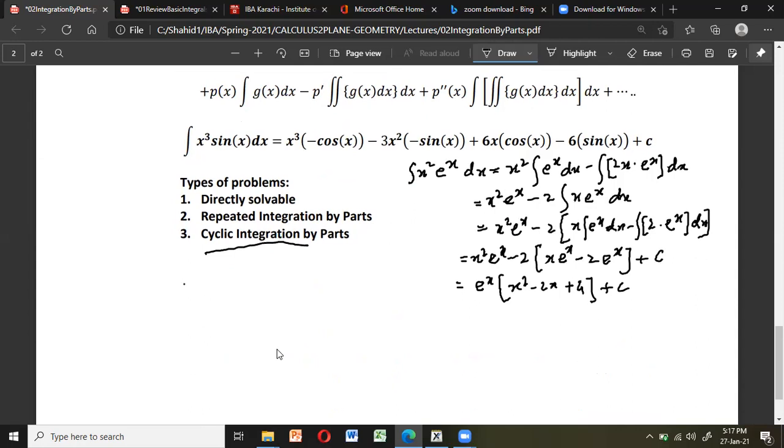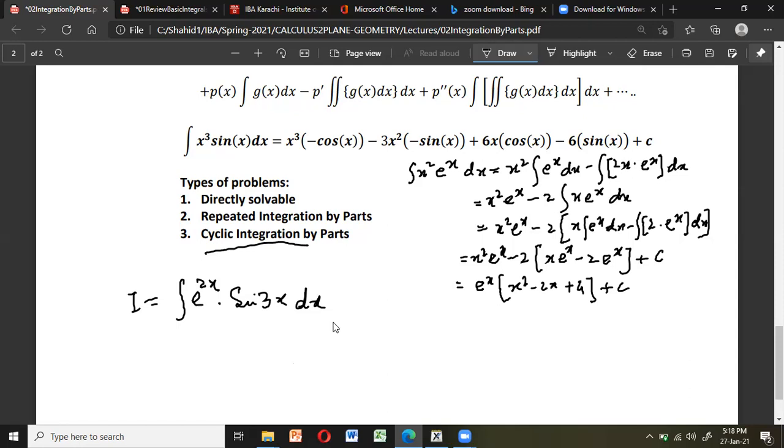Cyclic integration problems are of the type, say, e power 2x into sine 3x dx. There you start with, say, this named as I. And when you apply integration by parts, after applying integration by parts twice, this comes back again. So these are cyclic type of problems where integration by parts is used, and there are many others.